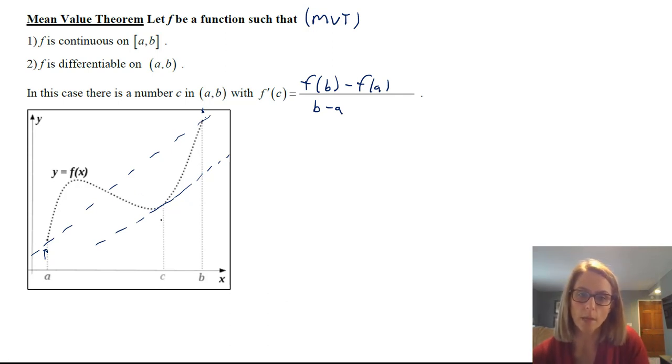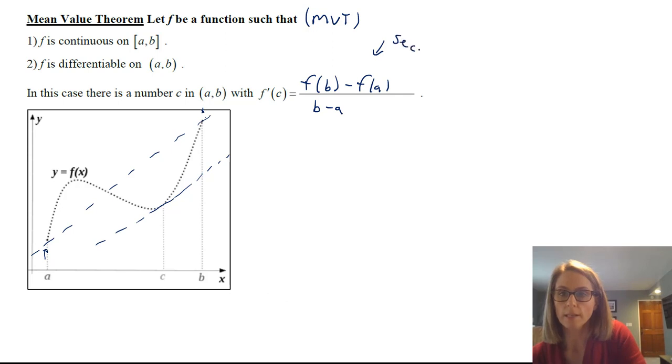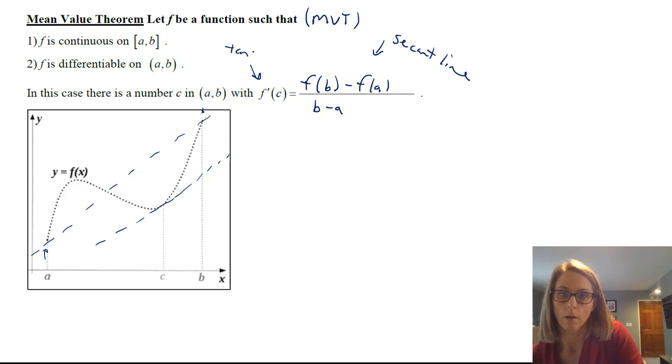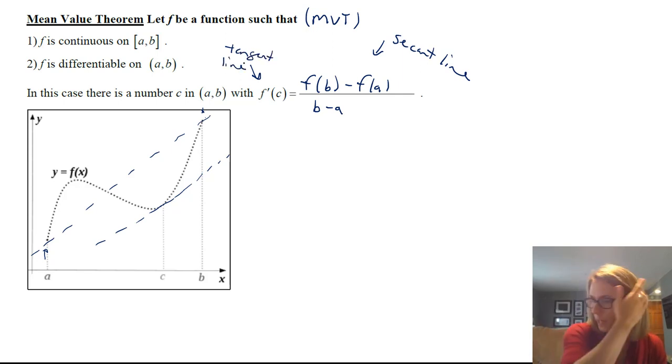It says that there will be some place where the slope of the secant line between the two endpoints is the same as the slope at some other point, from the tangent line, the slope of that tangent line. So some c exists so that that is true. And that's essentially the big idea behind the mean value theorem.